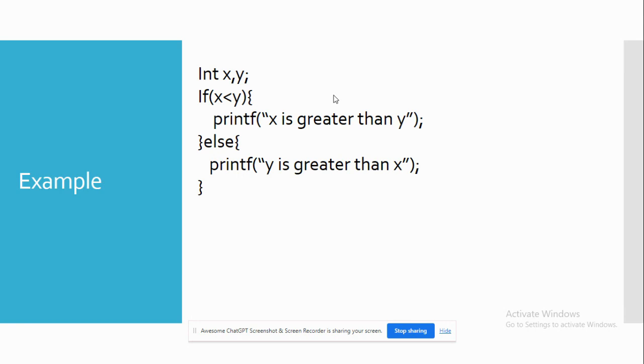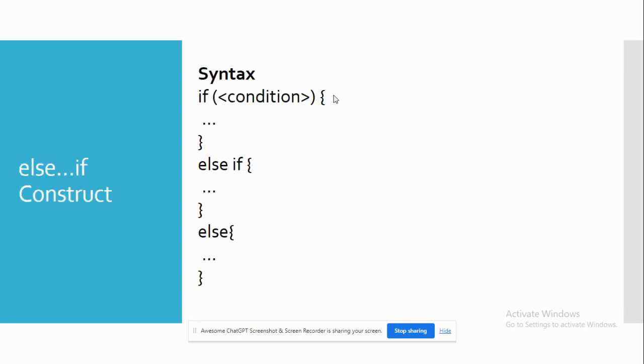For example, you can see this program where we have declared two variables x and y, and then in the first part we have if x less than y, strictly less than y, then print x is greater than y, else print y is greater than x. This is a typical example of the if else construct.